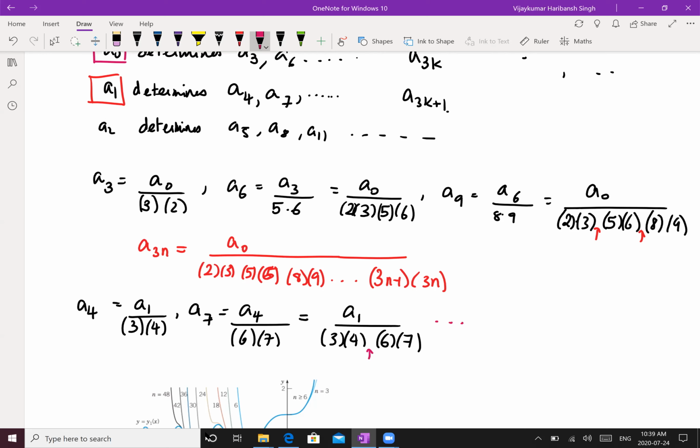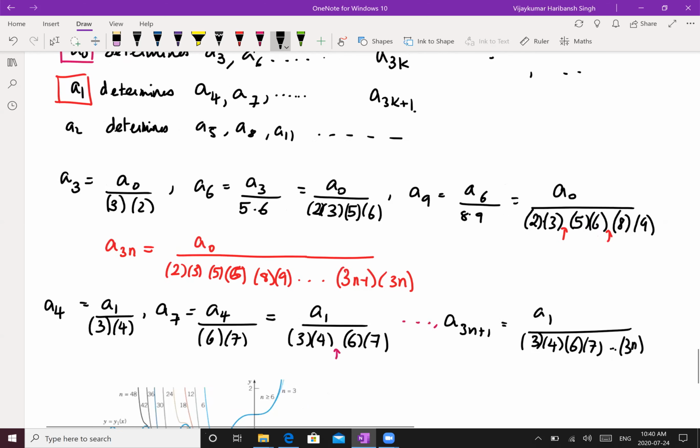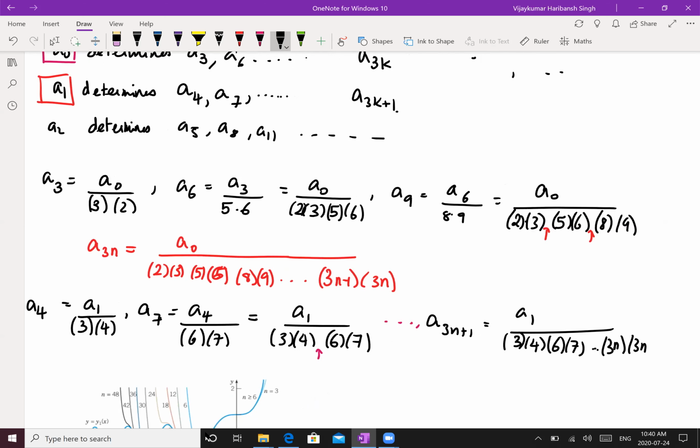So if you continue this, you will see that A of 3n plus 1 is going to be A1 divided by 3, 4, 6, 7, dot, dot, dot, 3n, 3n plus 1. Of course, n greater than or equal to 1 here.